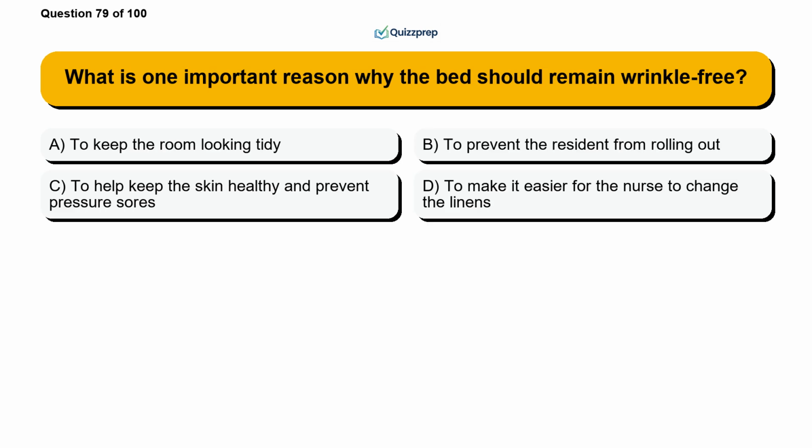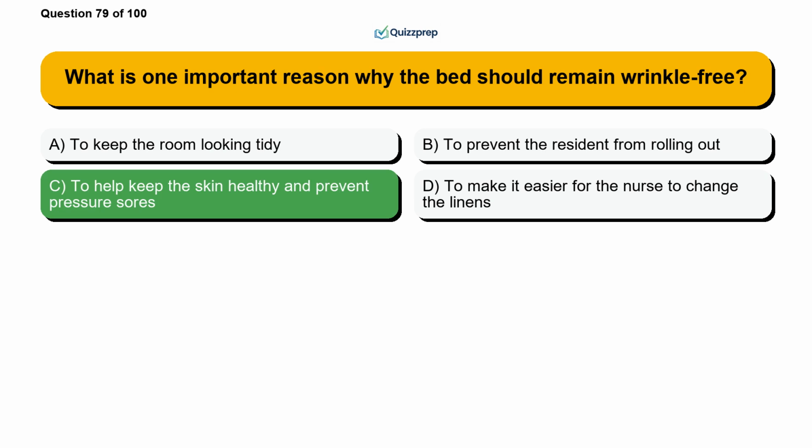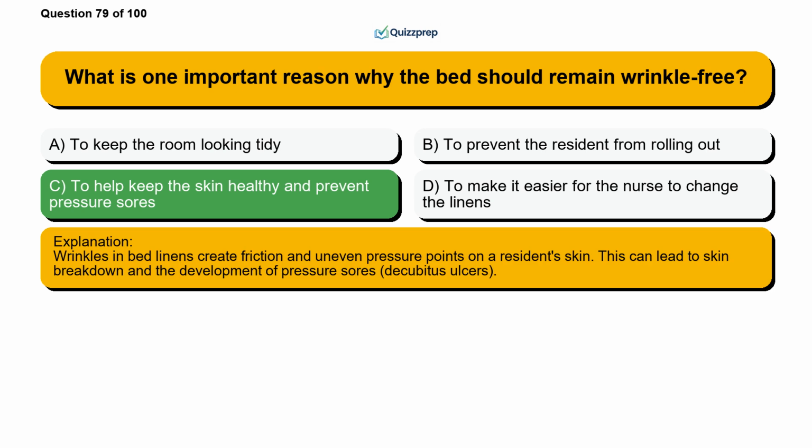Question 79. What is one important reason why the bed should remain wrinkle-free? Option A, to keep the room looking tidy. Option B, to prevent the resident from rolling out. Option C, to help keep the skin healthy and prevent pressure sores. Option D, to make it easier for the nurse to change the linens. The correct answer is option C, to help keep the skin healthy and prevent pressure sores. Wrinkles in bed linens create friction and uneven pressure points on a resident's skin. This can lead to skin breakdown and the development of pressure sores, decubitus ulcers.